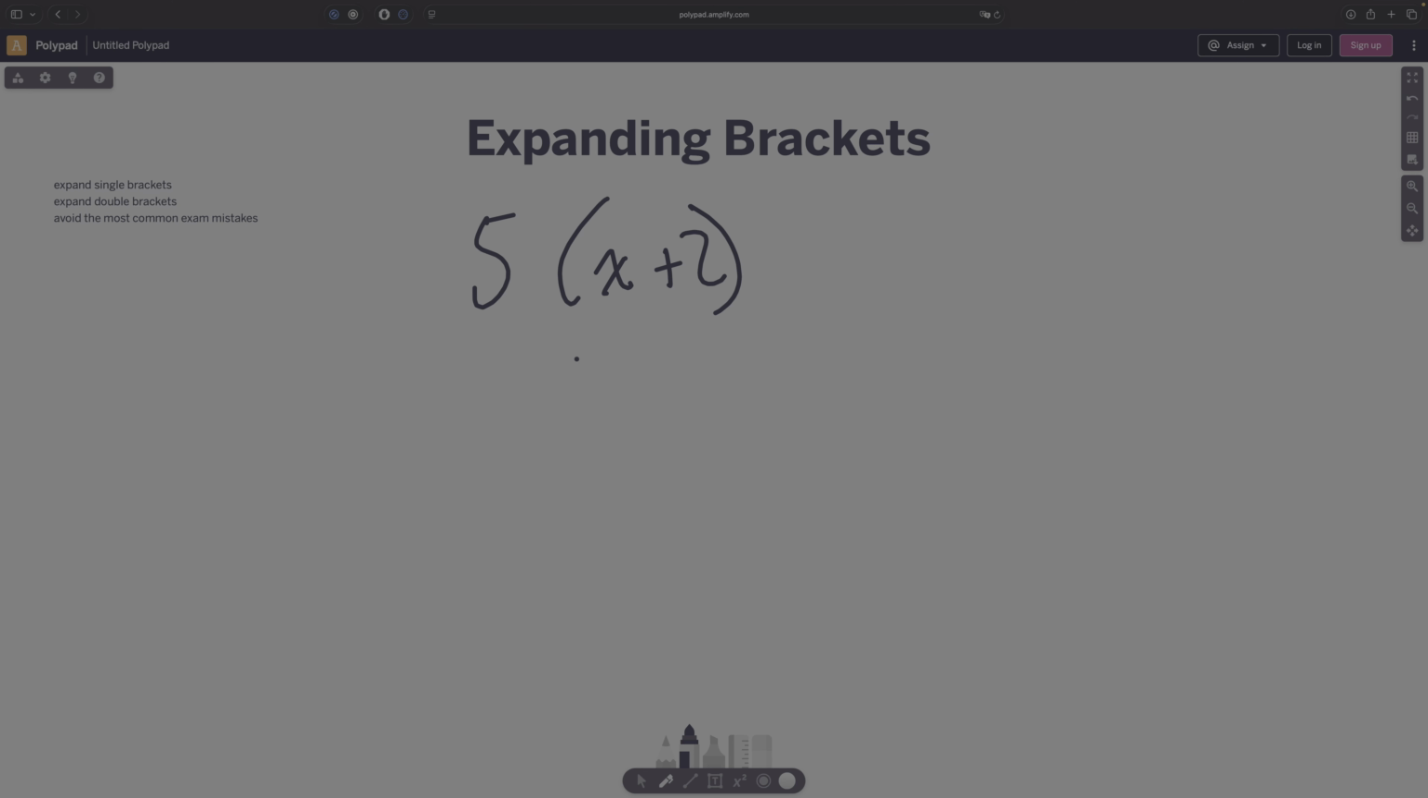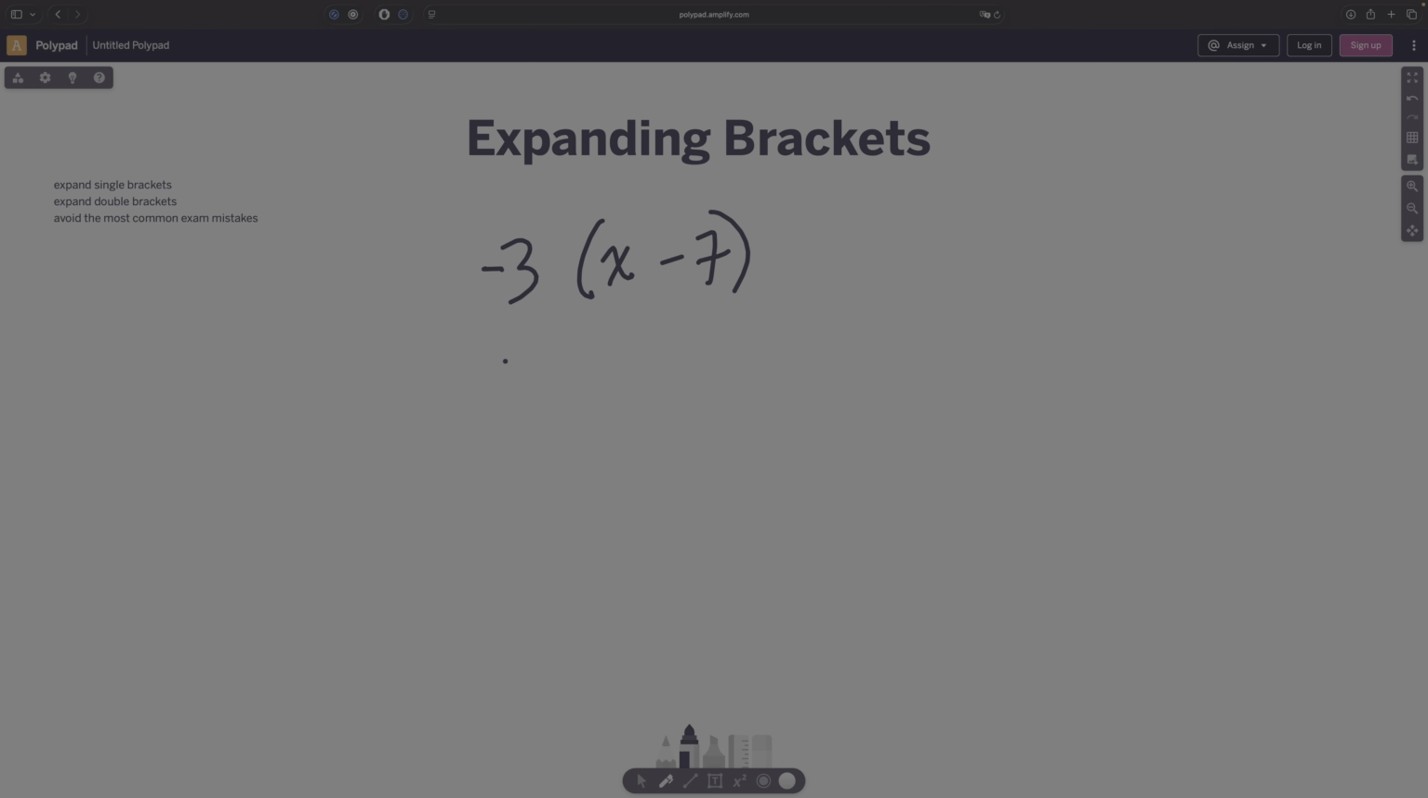Let's take another simple example. We have 5 multiplied by the brackets x plus 2. Remember that the number outside multiplies by everything inside. So we have 5 multiplied by x in addition to 5 multiplied by 2. 5 multiplied by x is just 5x. And 5 multiplied by 2, that's 10. So 5x plus 10.